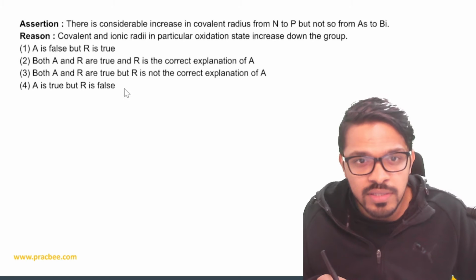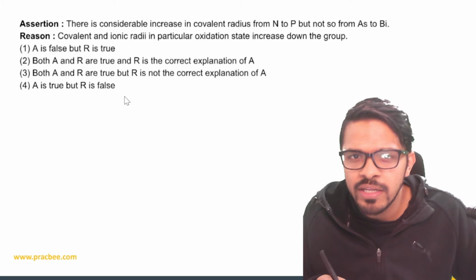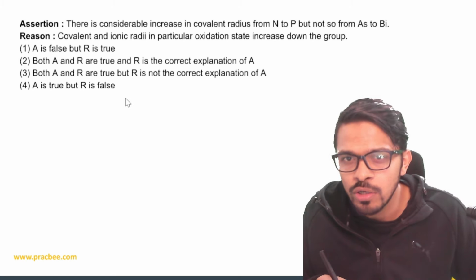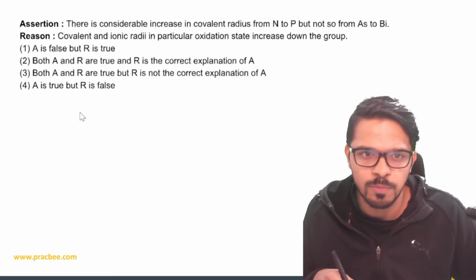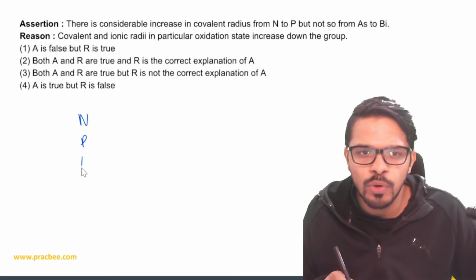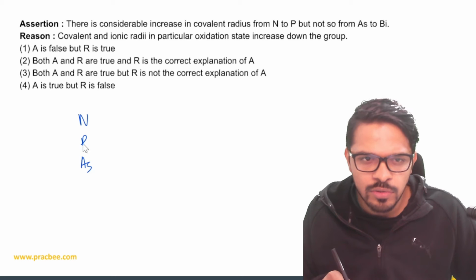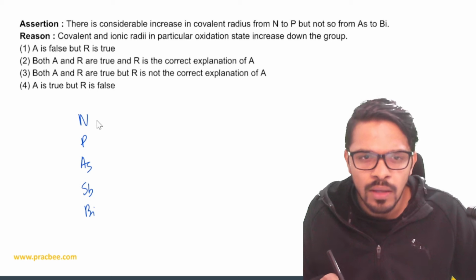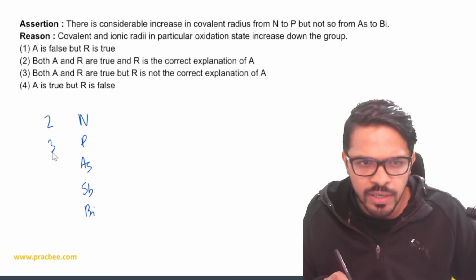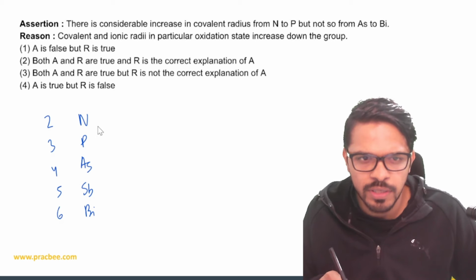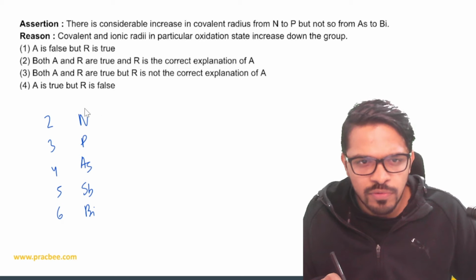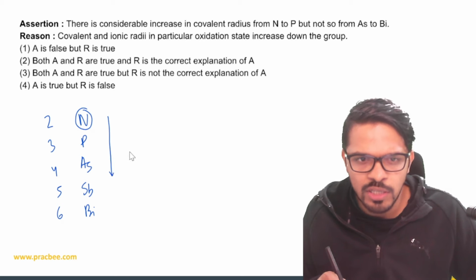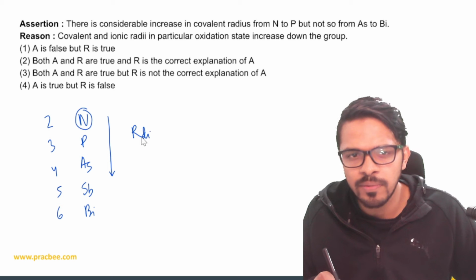So the assertion is there is considerable increase in covalent radius from nitrogen to phosphorus, but not so from arsenic to bismuth. Let us talk about group 15. So it is nitrogen, phosphorus, arsenic, antimony, bismuth. This is second period, this is third, fourth, fifth and sixth period. So what happens as we go down? We know as we go down the radius is increasing.